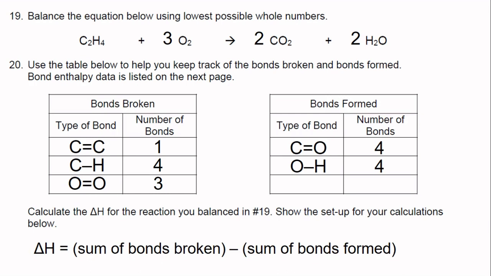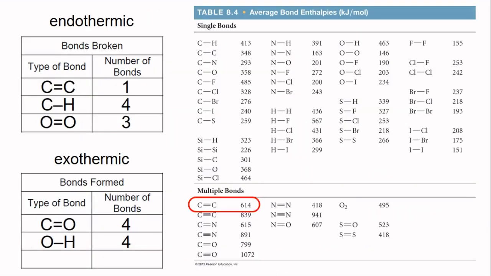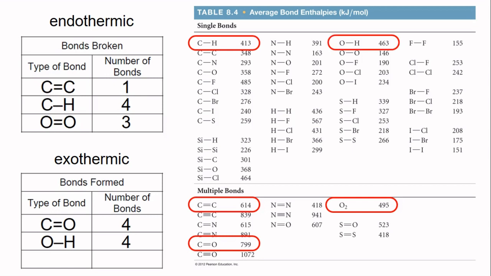Bonds broken minus bonds formed. So there's the C=C double bond at 614. A C-H single bond is 413. And an oxygen double bond as found in O2 is 495. That's endothermic. That's a positive value. Now for the exothermic, what I'm actually forming and then releasing energy, I'm going to look for the carbon-oxygen double bond. That would be 799. I've got 4 of those. And then the O-H single bond, 463.